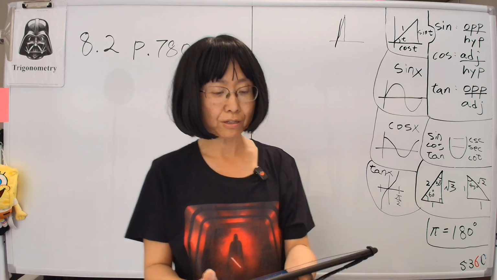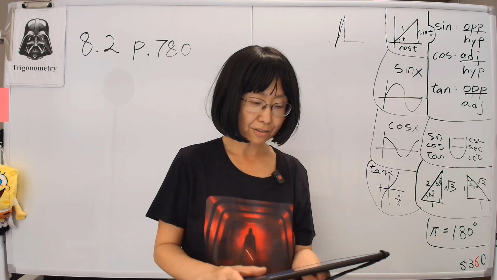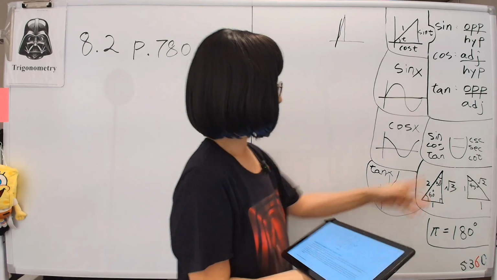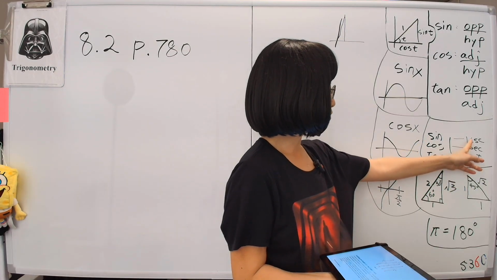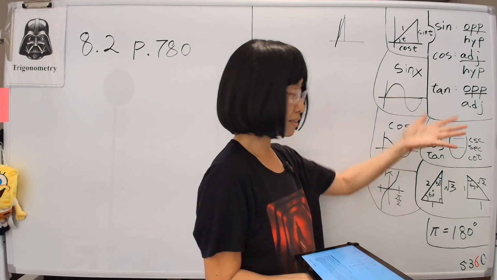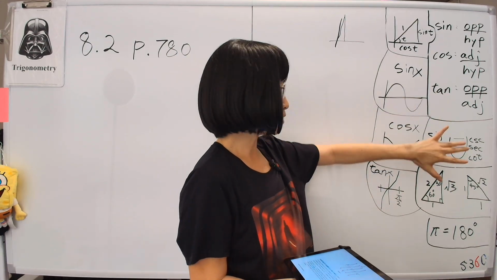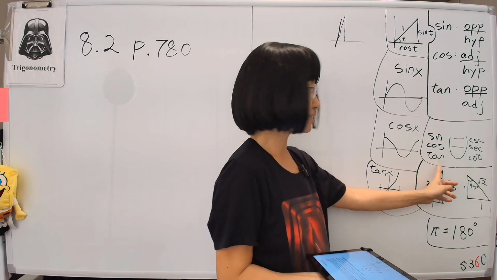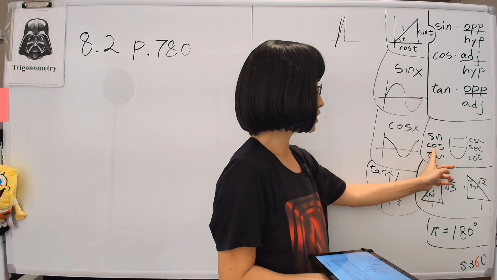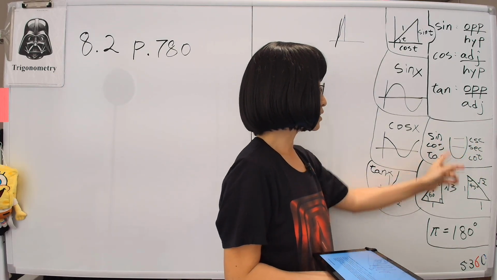And then we're moving on to the other 3 functions. Now, sine, cosine, tangent are the most important functions. There are 3 other functions. Each one is the flipped over of the original function. That is, cotangent is 1 over tangent, secant is 1 over cosine, and cosecant is 1 over sine.